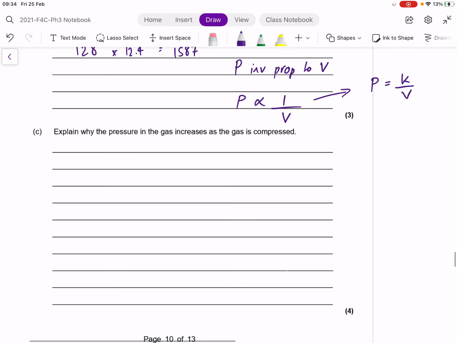Last question. Why does the pressure go up as the gas is compressed? Okay, bullet points, please. So, compressed means volume decreases. This means the frequency of collisions with the walls, let's call it wall collisions, increases.